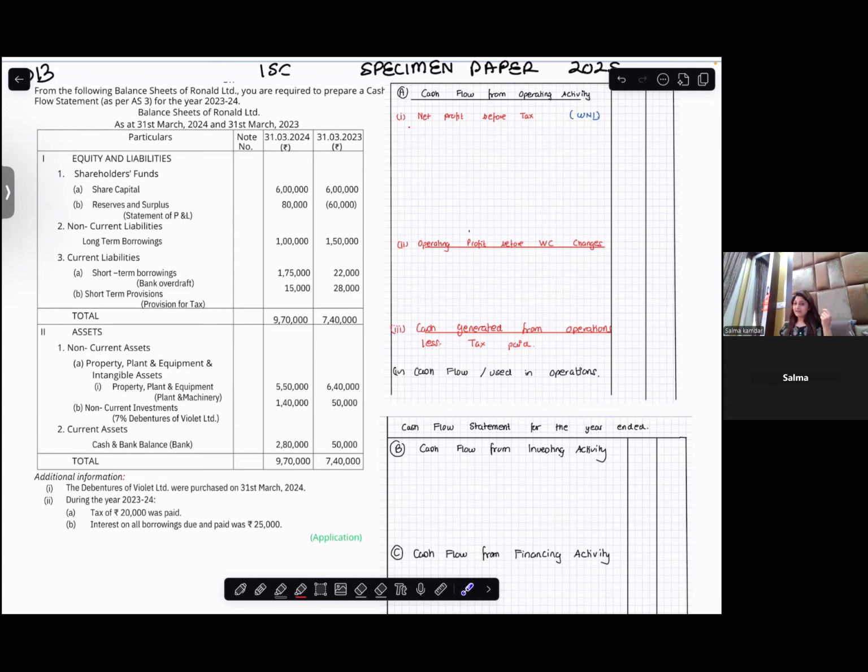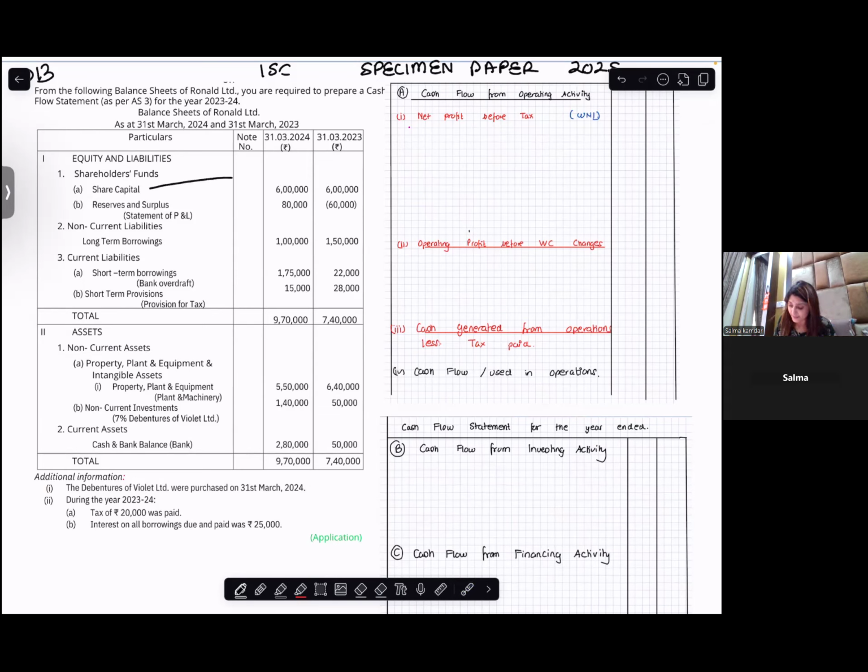Then you take one item and you start putting it. Alternatively, you can also do your marking. Net profit before tax has your working note number one, which is very important to do. It's net profit before tax and extraordinary items. Let's start reading the question.